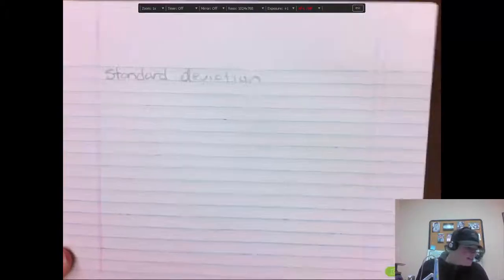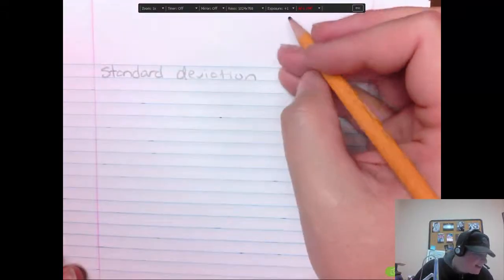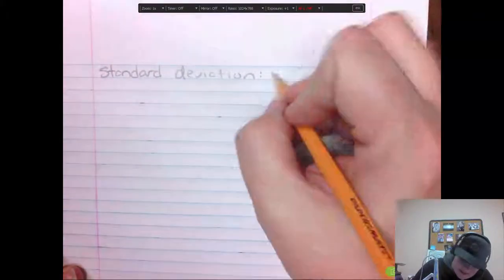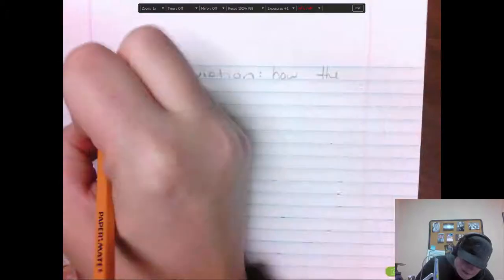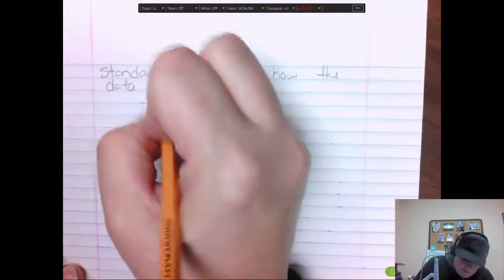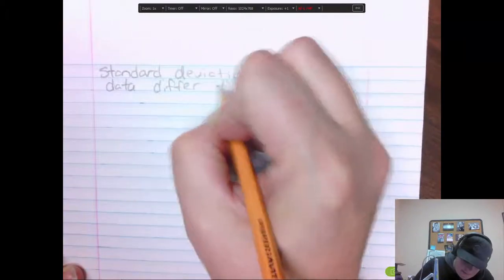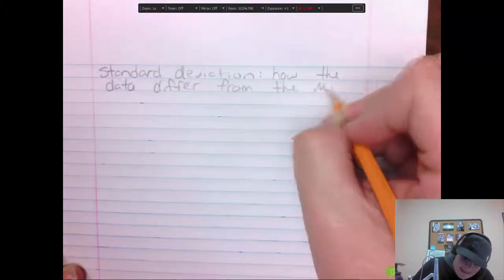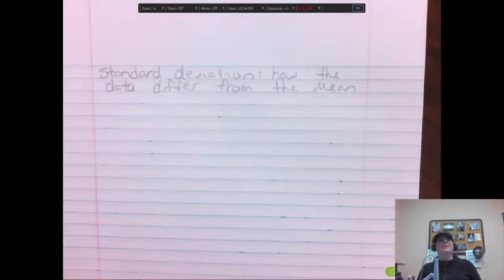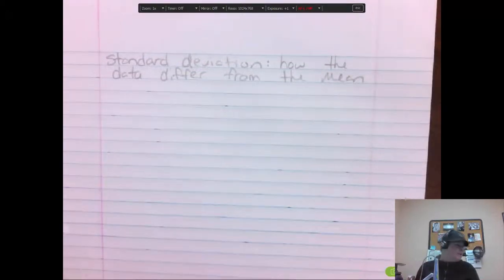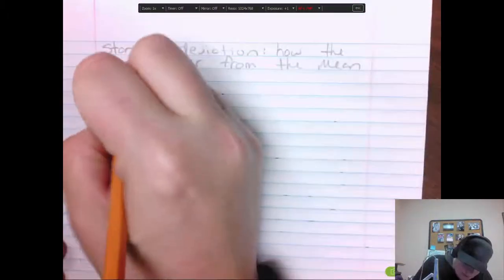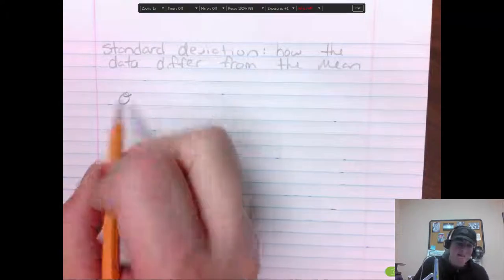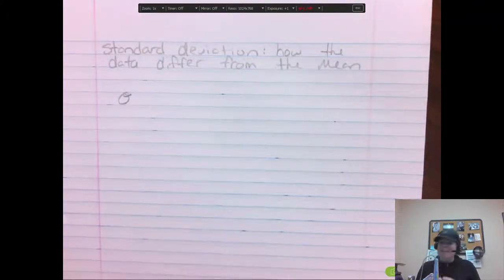So standard deviation is the measure of dispersion on how the data set differs from the mean as well. So it's similar. It's still how the data differ from the mean. The other one is an average of it, and this one is a little different than just an average of it, but still the same kind of dispersion, a similar thing that it's showing you. Here is the formula for standard deviation. Now we're doing the absolute standard deviation, not the sample standard deviation.